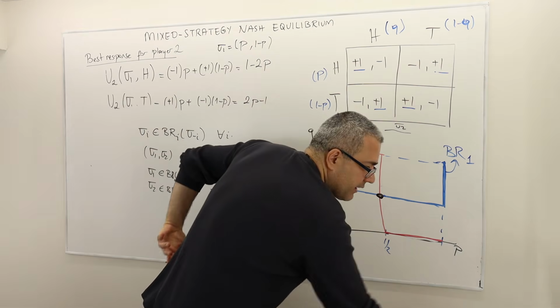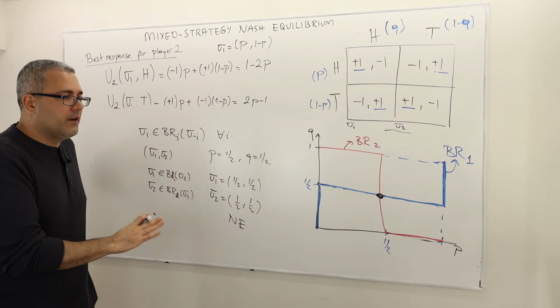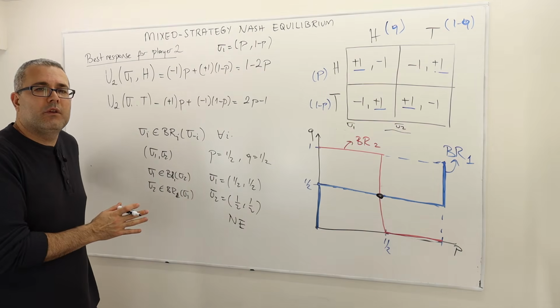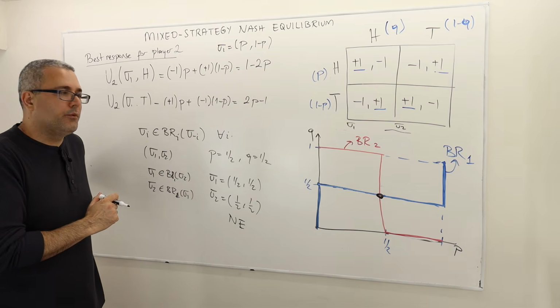All right, so that's the end of our analysis. And this is exactly how we find the mixed strategy Nash equilibrium. Okay?